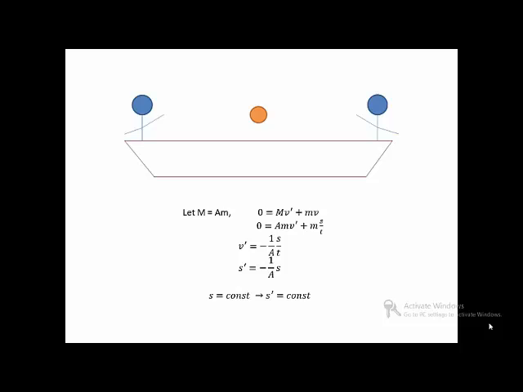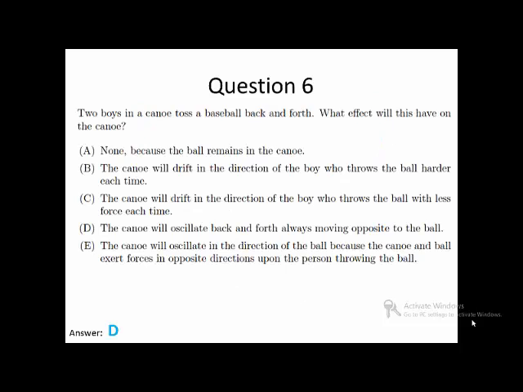And in this case, since the two guys are staying still at their positions, the distance traveled by the ball is kept constant all the time. This also implies that the distance traveled by the canoe is also constant. This further means that no matter how hard or how fast you throw the ball, the distance traveled by the canoe is always the same. This also means that the canoe is oscillating back and forth. And so, the correct answer is D.